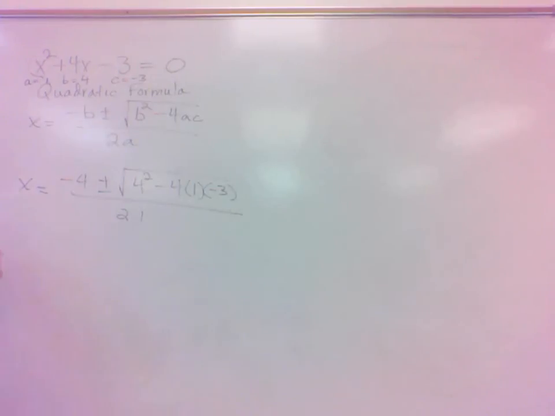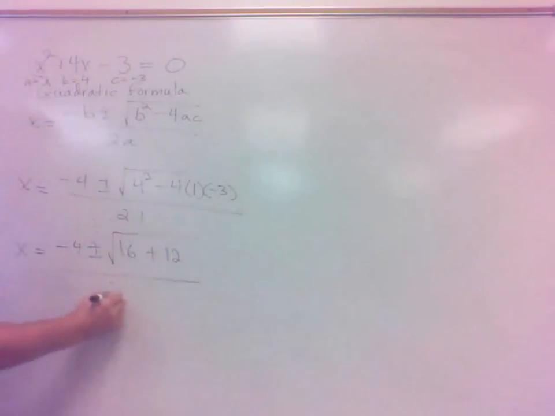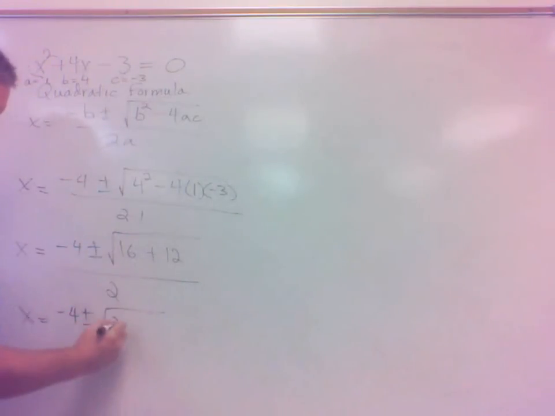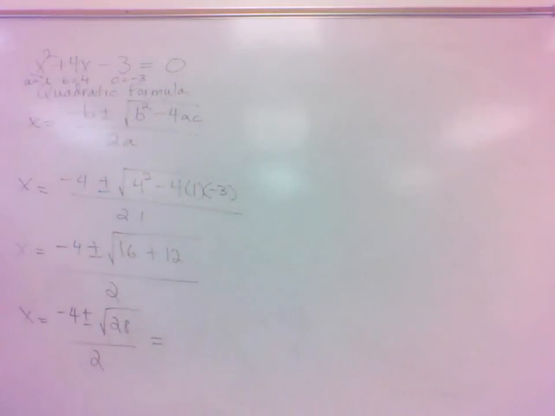And so that's going to get me x equals minus 4 plus or minus the square root of 4 squared, which is 16, minus 4 times 1, which is negative 4, times negative 3, which would be positive 12, all divided by 2. So that winds up being negative 4 plus or minus the square root of 16 plus 12, which is 28, divided by 2, which is a pretty good answer.